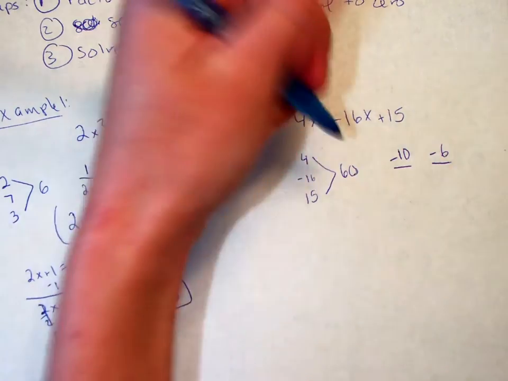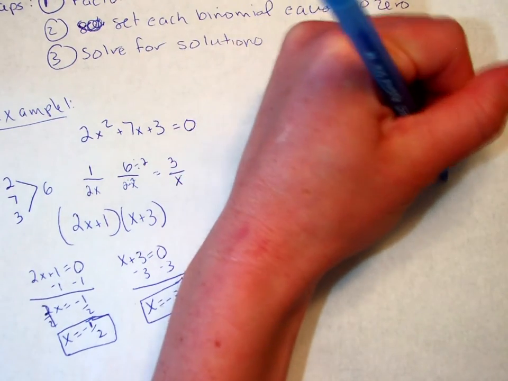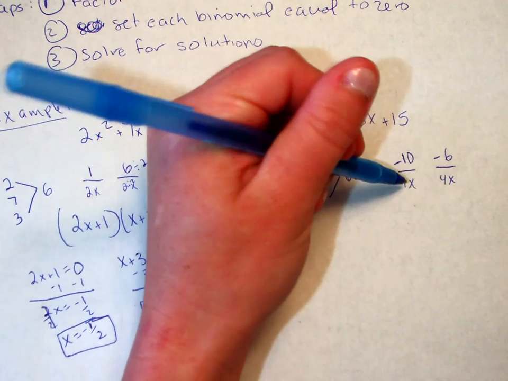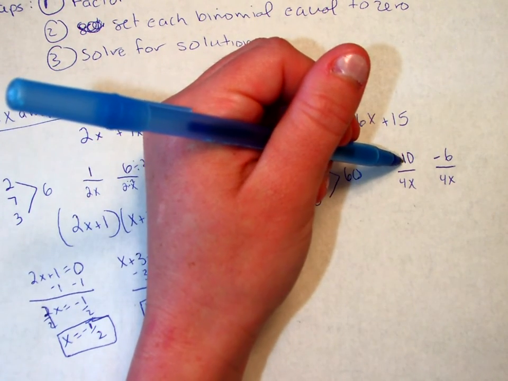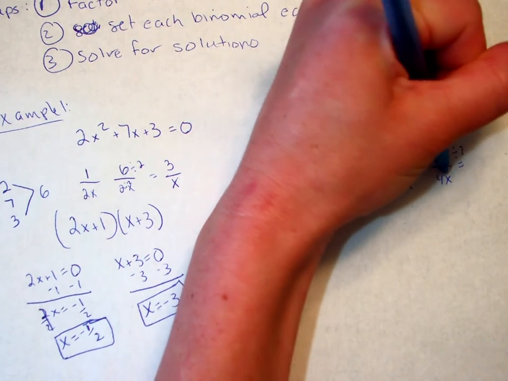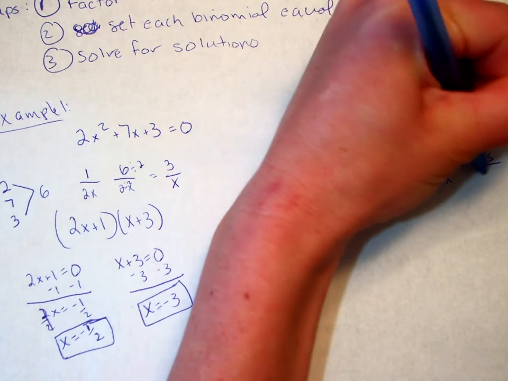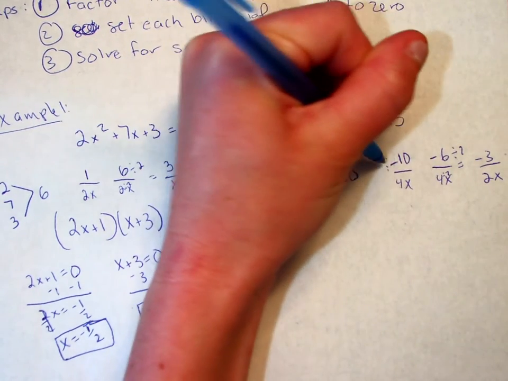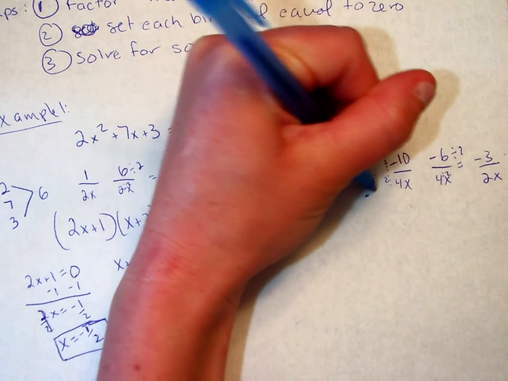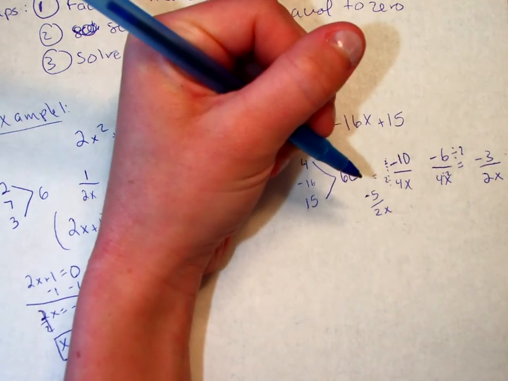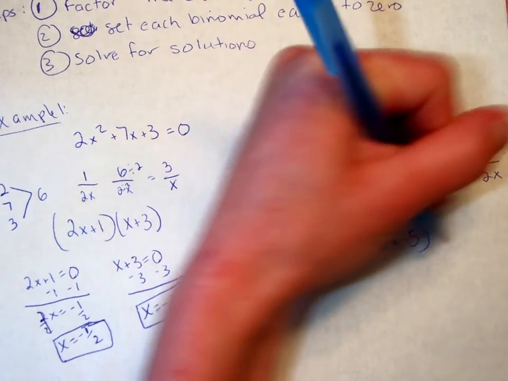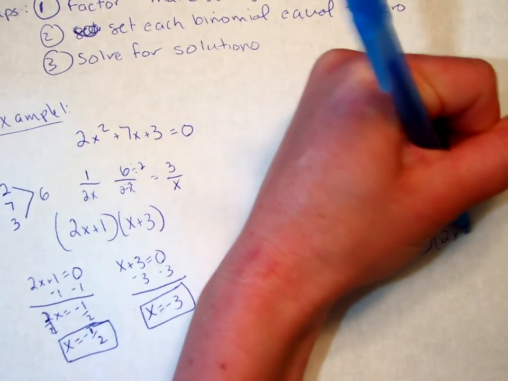So put those both under 4x. And again, both of these have to reduce. You can't leave this 4x minus 6 and 4x minus 10. You will not get the right answer. So you have to divide by 2. Divide by 2, and you get negative 3 over 2x. And then same with this, divide by 2, and you get negative 5 over 2x. So you are left with 2x minus 5 times 2x minus 3.